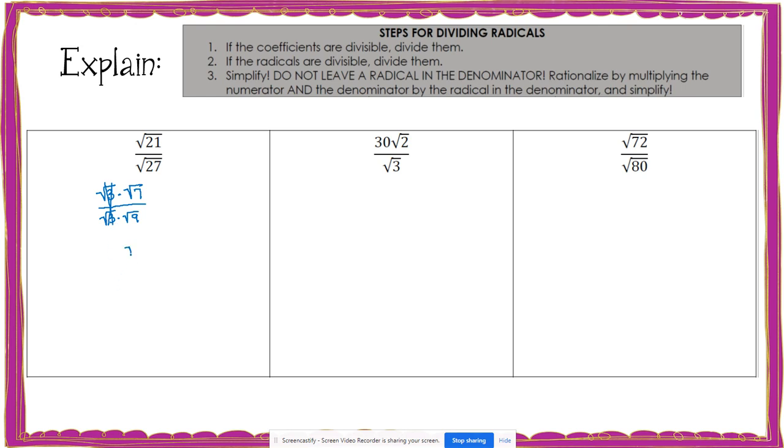What I'm really left with is the square root of 7 over the square root of 9. Well, when I look at the square root of 9, I know that 9 is a perfect square. So I would really rewrite the square root of 9 as 3. The square root of 7 cannot be rewritten because it's not a perfect square and there are no factors that are perfect squares. But the square root of 9 is equal to 3, so it will come out of its radical. Since this number does not have a radical in the denominator, and since the square root of 7 cannot be simplified, this is our answer in simplest form.